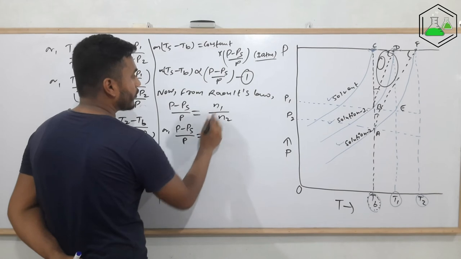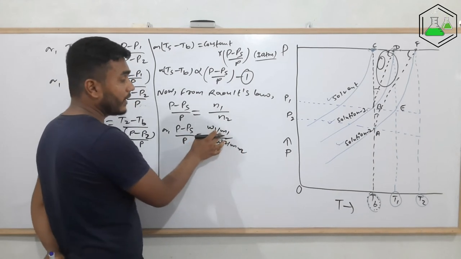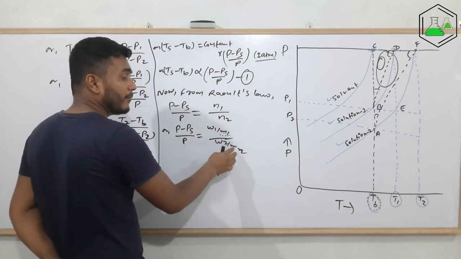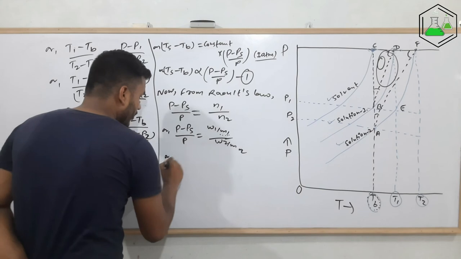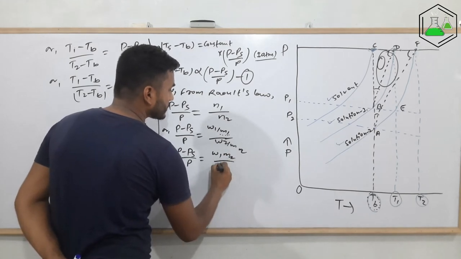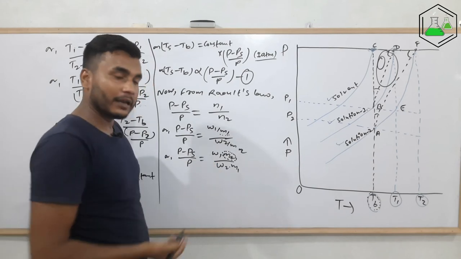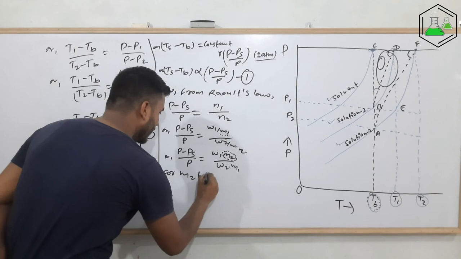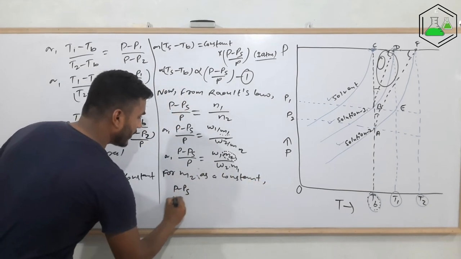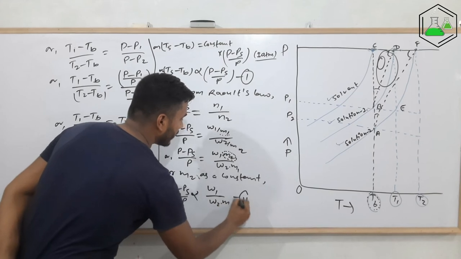So we are writing this much. Let's solve it. (P minus PS) by P is equal to N2 by N1, which is actually W2 by M2 over W1 by M1. Here, W2 is the given weight of the solute and M2 is the molecular weight or molecular mass of the solute. We need to calculate this value, okay? And W1 is the given weight of the solvent and M1 is the molecular weight or molecular mass of the solvent. So it can further be written as (P minus PS) by P is equal to W2 into M1 by W1 into M2. Look at this, M1 is the molecular weight of the solvent, so obviously this can be taken as a constant, right? For M1 as a constant, we can write this expression as (P minus PS) by P proportionality sign W2 by W1 into M2. We get this much. Let us consider this to be equation number two.